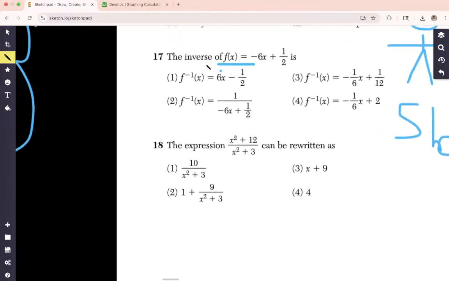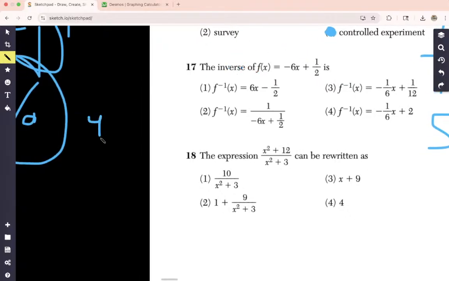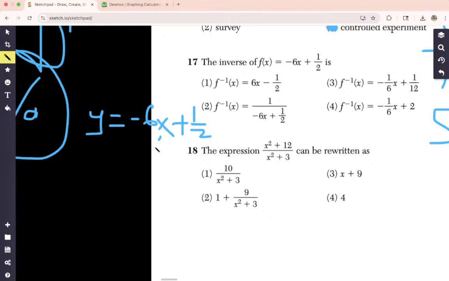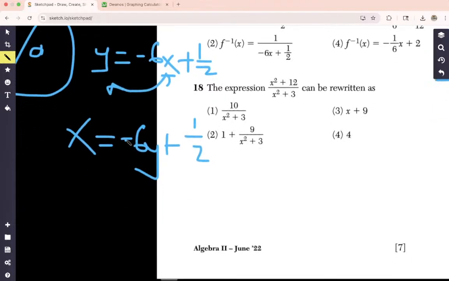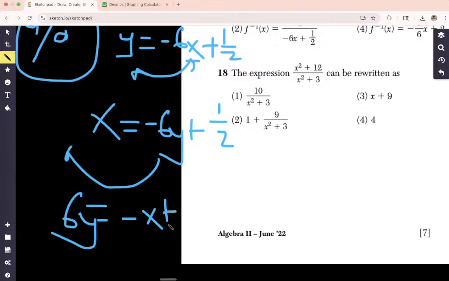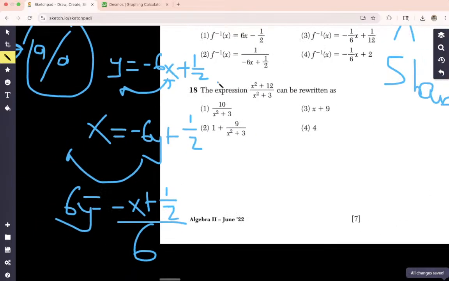Are the inverse of this function. So remember that this right over here is y is equal to negative 6x plus 1/2. When you're taking the inverse of the function, what you're essentially doing is swapping the x and y values. So it's going to be x is equal to negative 6y plus 1/2, right? And then after that, you just solve for y. So 6y is equal to negative x plus 1/2. Divide this by 6, and then we should get our answer.